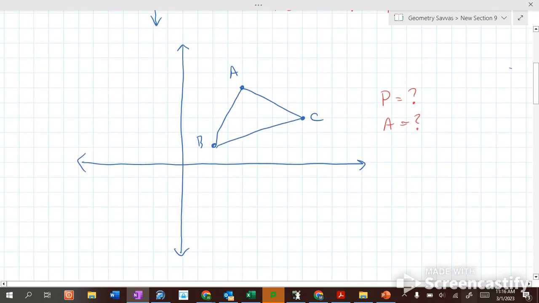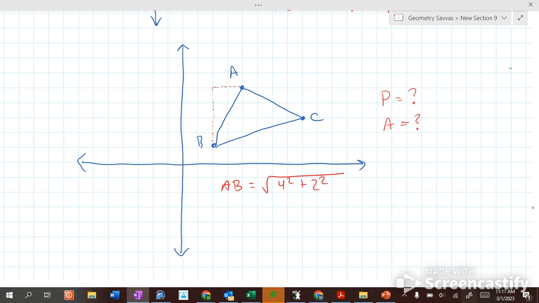Let's find the perimeter and the area of this triangle. To find the perimeter and the area, I got to find the lengths of each of the sides. So AB, we go up 1, 2, 3, 4, to the right 2. So it's the square root of 4 squared plus 2 squared, which is the square root of 16 plus 4, which is the square root of 20, which is square root of 4, square root of 5, or 2 square root of 5.